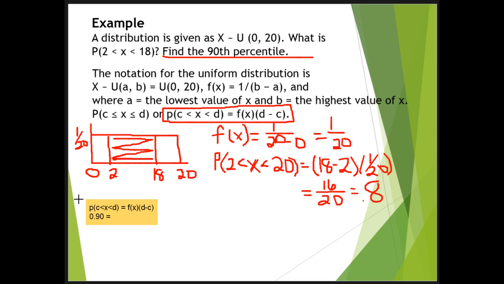We plug in the information we know. f of x is 1 over 20. And then we multiply that times d, which is our unknown, minus c, which is 0. So d minus 0 is just d, so 1/20th times d is just d divided by 20. Here's where the algebra comes in. To get d alone, we multiply each side by 20. That cancels out the 20s on the right. We are left with 18 equals d. So the 90th percentile is at 18.